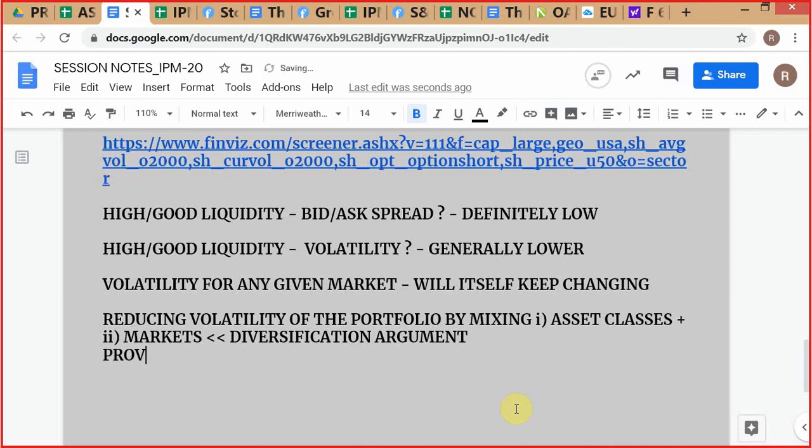Provided, if all my markets have, remember correlation, regression, correlation, remember? So if all my markets are perfectly correlated with one another, will I get any diversification benefit? No, sir.